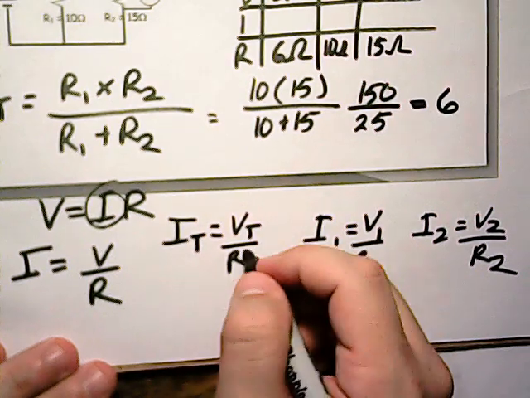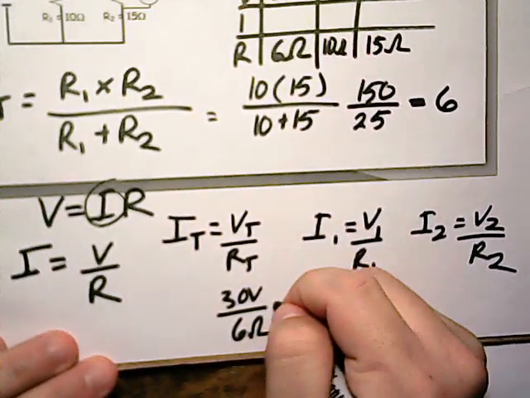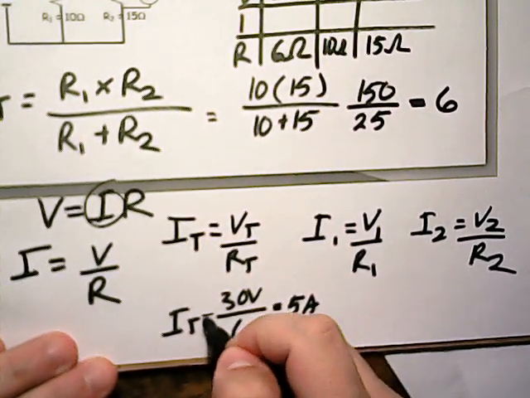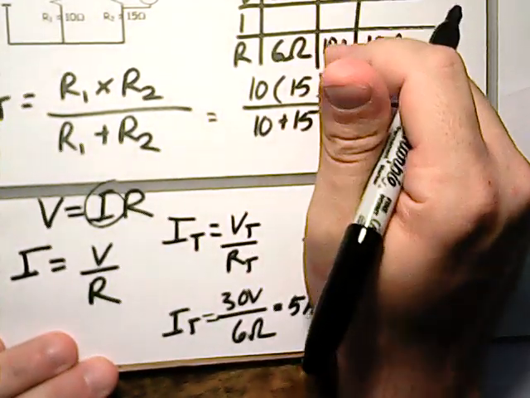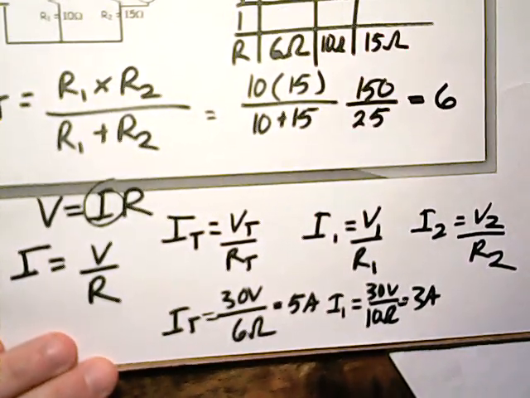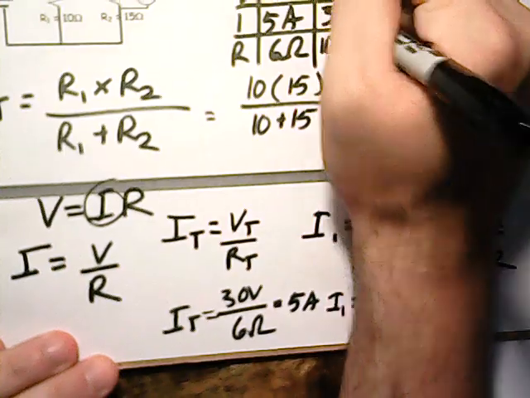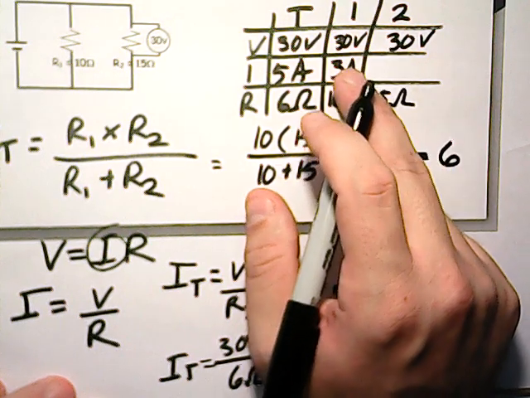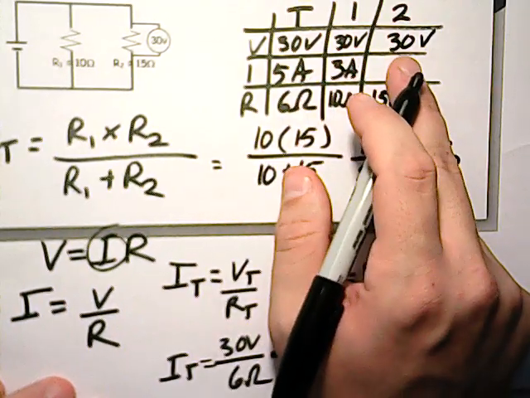So our total voltage is 30 volts over 6 ohms, which is 5 amps. I1, 30 volts over 10 ohms is 3 amps. So we have 5 amps, 3 amps. So remember, these two have to add up to the third one. So if we have something plus 3 gives us 5, we should have a 2 here. So 2 plus 3 gives us 5. So this should be a 2.